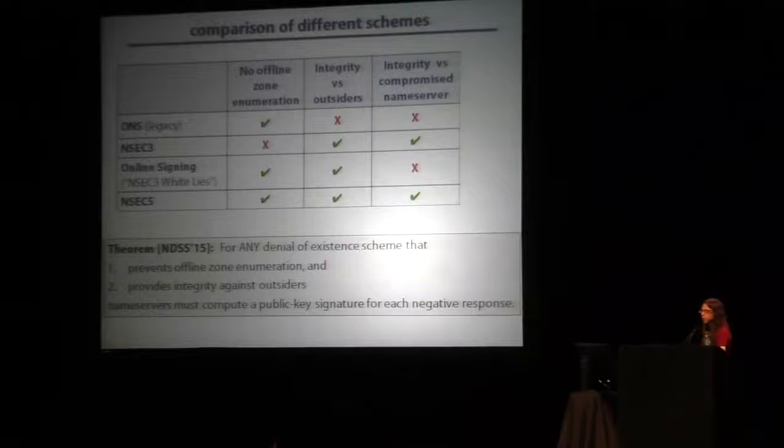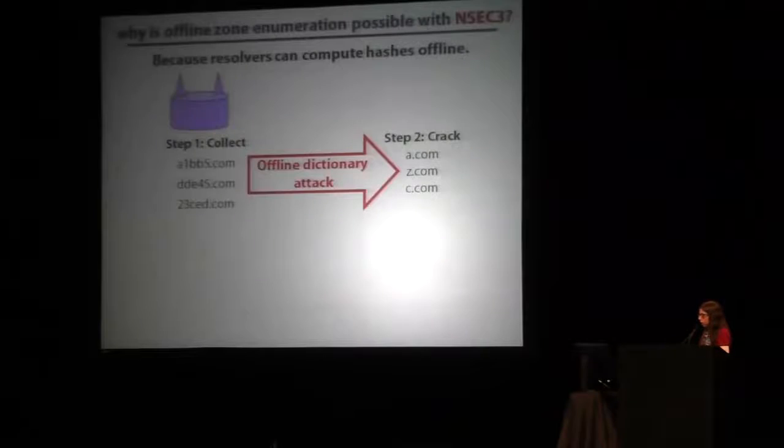Okay, so what does NSEC5 do? NSEC5 prevents offline zone enumeration without having to give up integrity when the name server is compromised. Okay, so that's the trick that we use in NSEC5, and now I'm going to show you why this works. And I wanted to note that in order to do this, we do have to perform a public key operation, not a signature, but a public key operation for every negative response. This is necessary. We showed it in this theorem. Okay, so now let me show you how NSEC5 works.